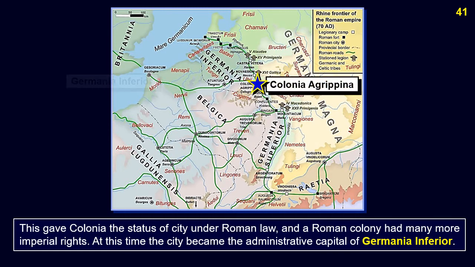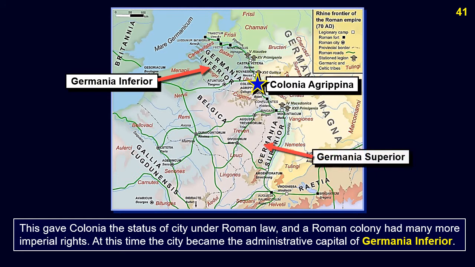This gave Colonia the status of city under Roman law, and a Roman colony had many more imperial rights. At this time the city became the administrative capital of Germania Inferior.